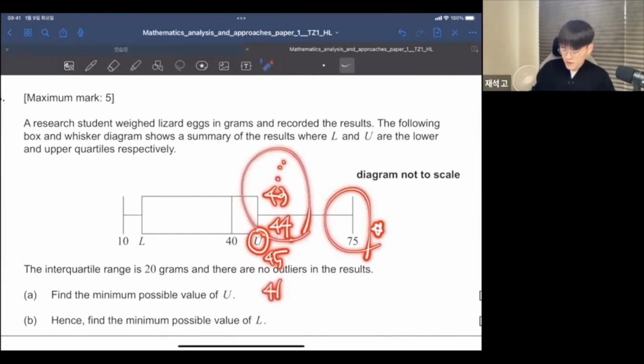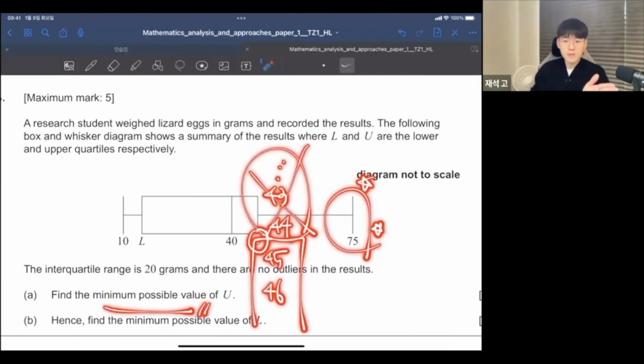On the contrary, does 46 work? If you say 46, the criteria for determining an outlier is up to 76. So there's no problem at all. It starts from 45, but this one doesn't count. That's why in the problem, it's called the minimum possible value. Anything above 45 is acceptable, but we're asked to find the smallest one among them. So the minimum possible value for U is 45. This is now the answer for A.